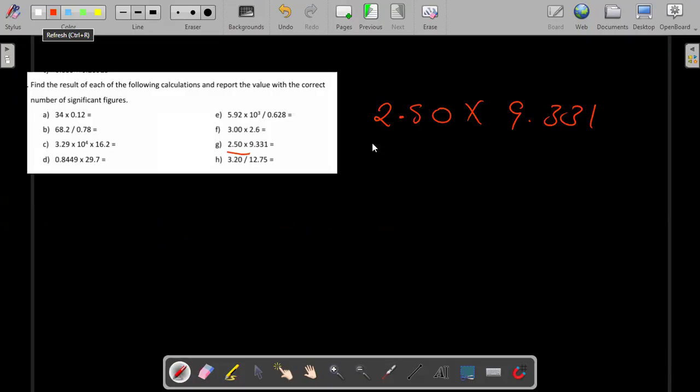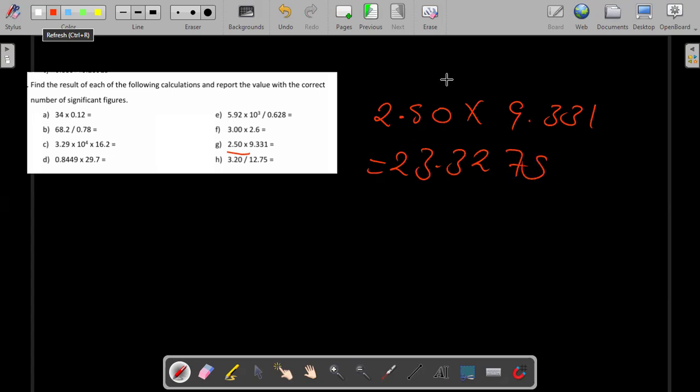Okay, so what are you getting there? Me, I'm getting 23.3275. So this is the answer I'm getting when I multiply these two.